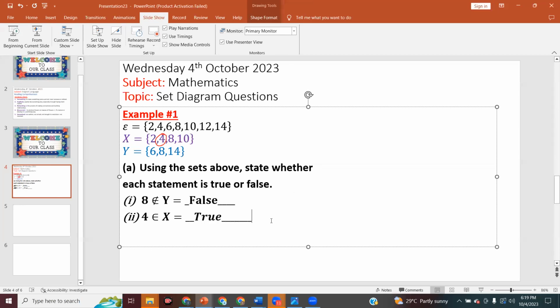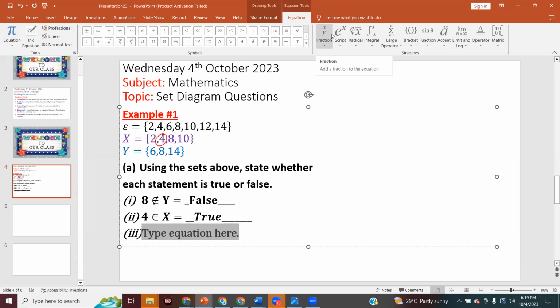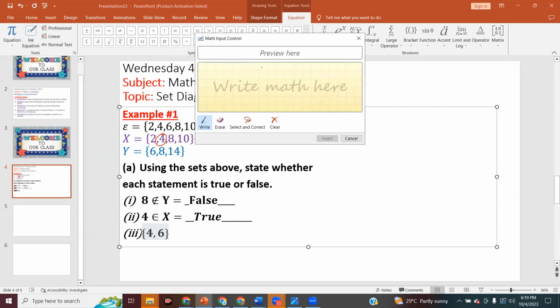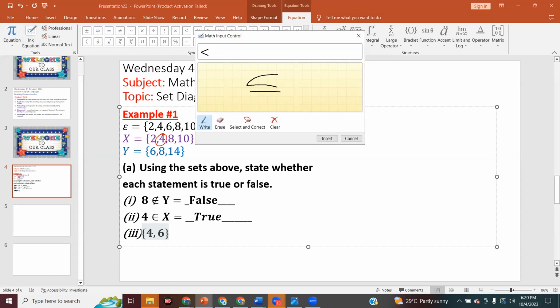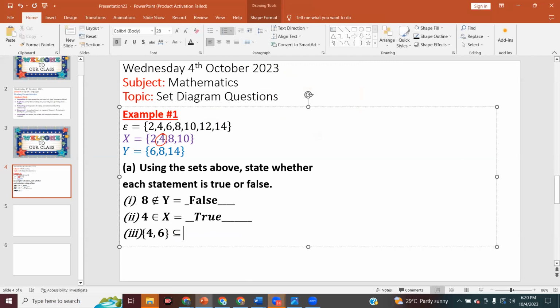All right, next question. Gotta be paying attention to this one. I hope y'all remember the symbol, but the set 4, 6 is a subset of, let's say, set X.